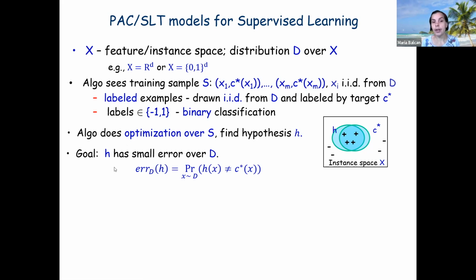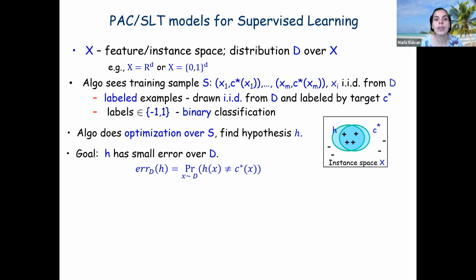The notion of error rate that we're using here is the classic zero-one loss, or classification loss. The true error rate of a hypothesis h, or of a classifier h, with respect to the unknown distribution D and the unknown target function c star is just the probability that my hypothesis h predicts differently from the target function on an example drawn at random from D. So that's the goal: to find a hypothesis that has small true error rate.